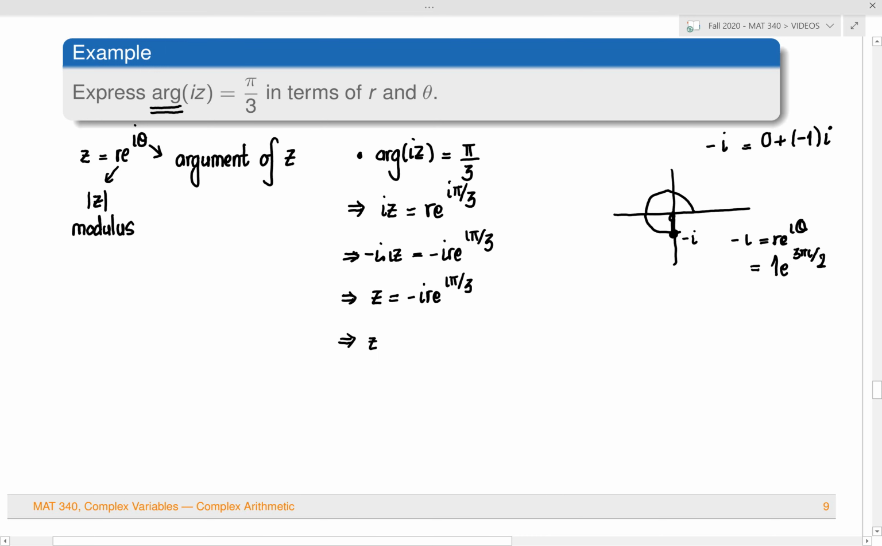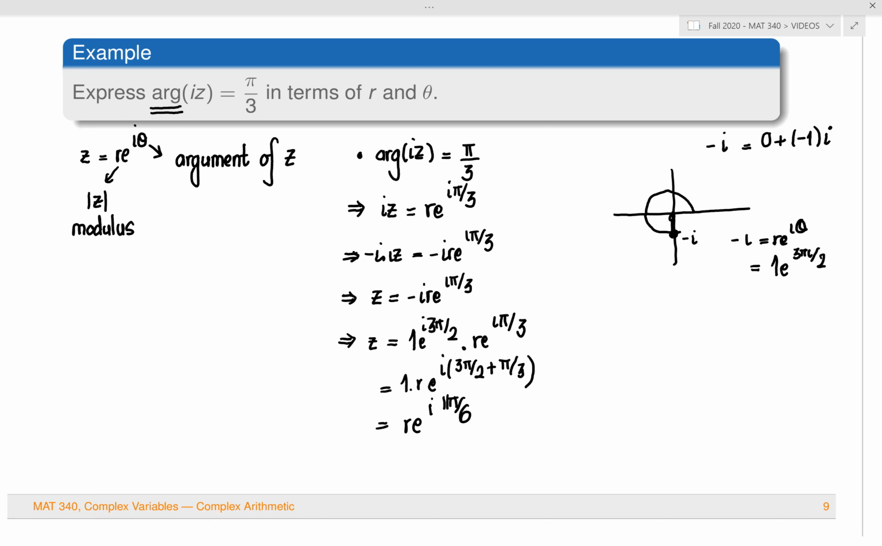So what that means in this particular example is z is equal to 1 e to the i 3 pi over 2 times r e to the i pi over 3. And from our previous example, we know that if we want to multiply two numbers in polar form, we multiply the moduli, so I get 1 times r, and now the angles get added, so I get 3 pi over 2 plus pi over 3. When I do that, I get r e to the i 11 pi over 6. All right, so that's just getting you familiar with some arithmetic involving arguments and polar representation of complex numbers. That's the purpose of this example.